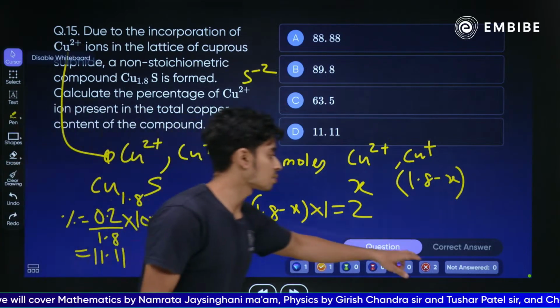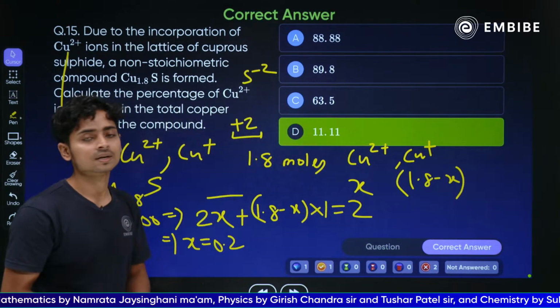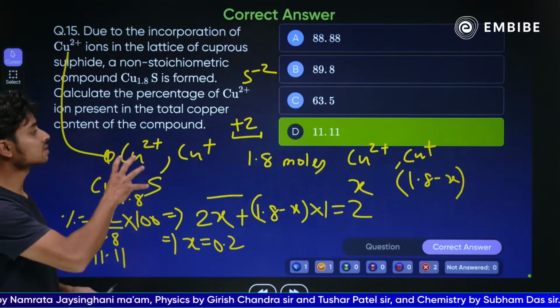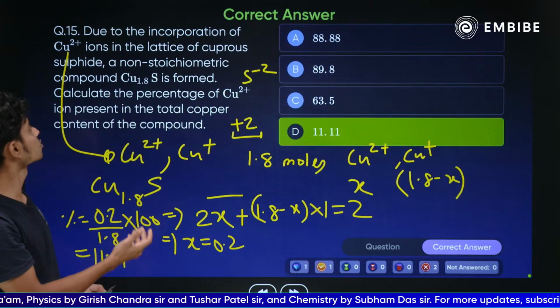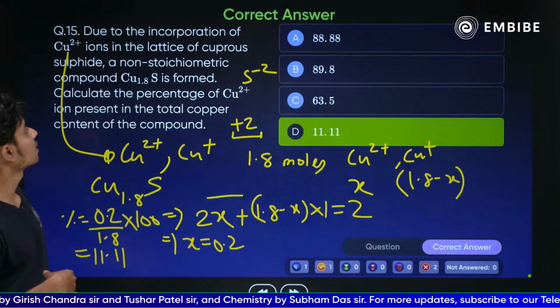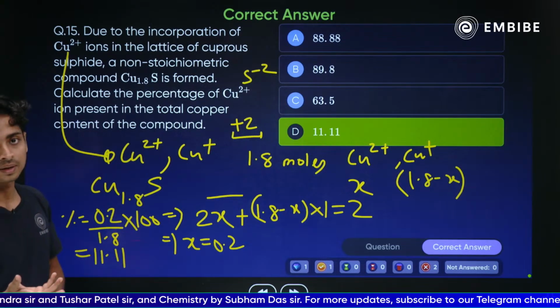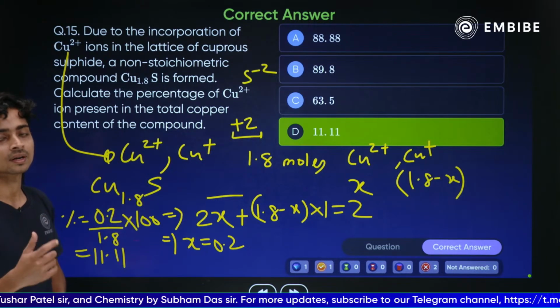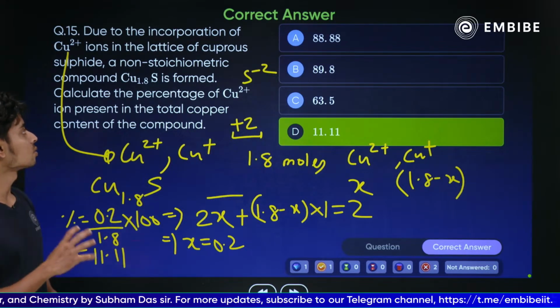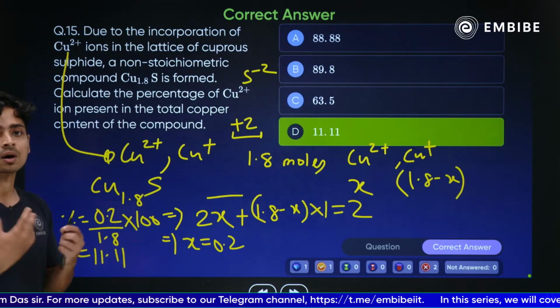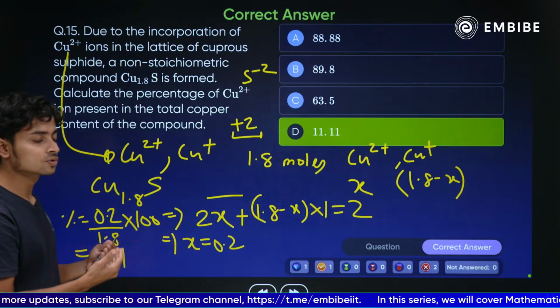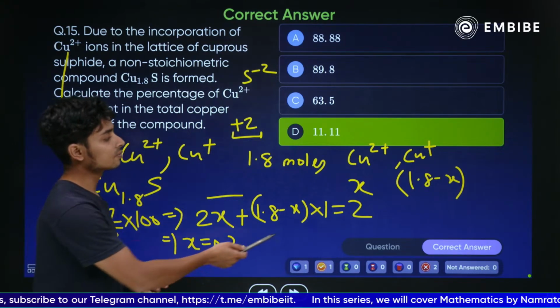So guys, please respond in chat if you understood. Option D is correct. Data is telling you Cu2 plus and Cu plus ions are there. Due to incorporation of Cu2 plus ions in the lattice of cuprous sulfide, a non-stoichiometric compound Cu1.8S is formed. Effectively it is not 1 or 2, it is somewhere in between, they have a mixture. But the net charge has to be 2. So how to calculate the individual mixture ratio? You will find it from the net charge.